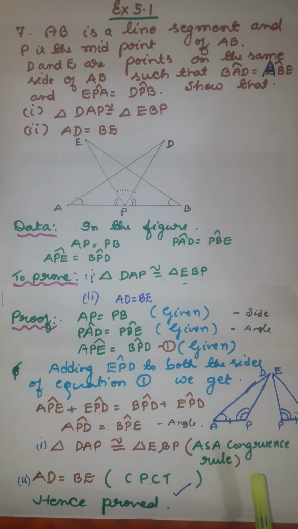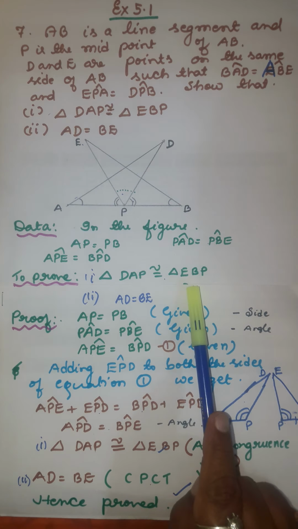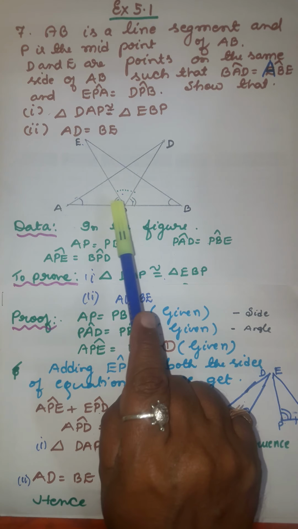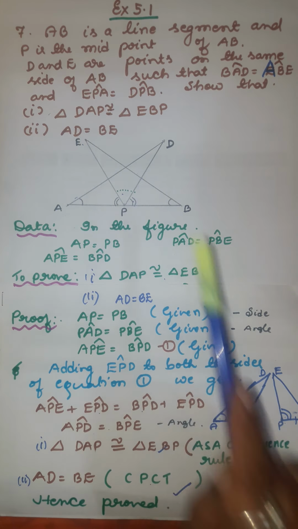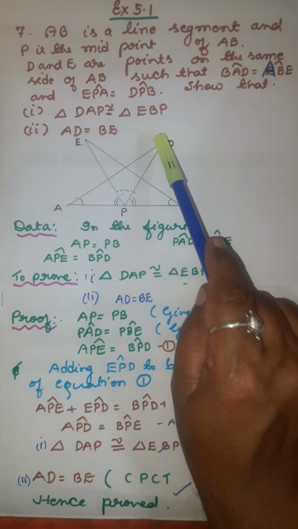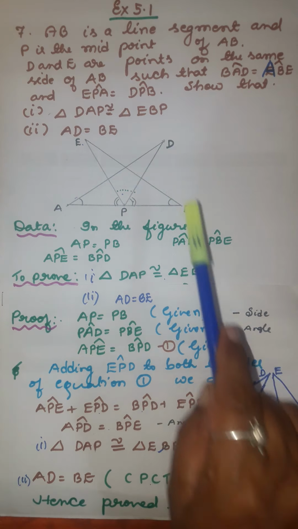Now what we have to prove? Triangle DAP is congruent to triangle EBP. Second part, line segment AD is equal to line segment BE. We have to prove that. So, dear children, we have to prove triangle DAP is congruent to triangle EBP.